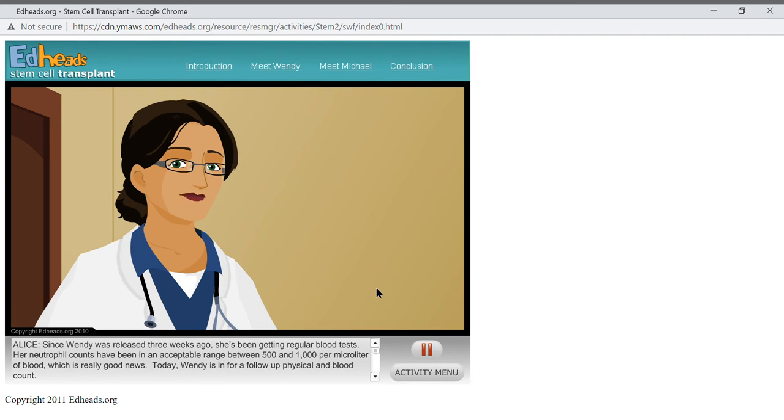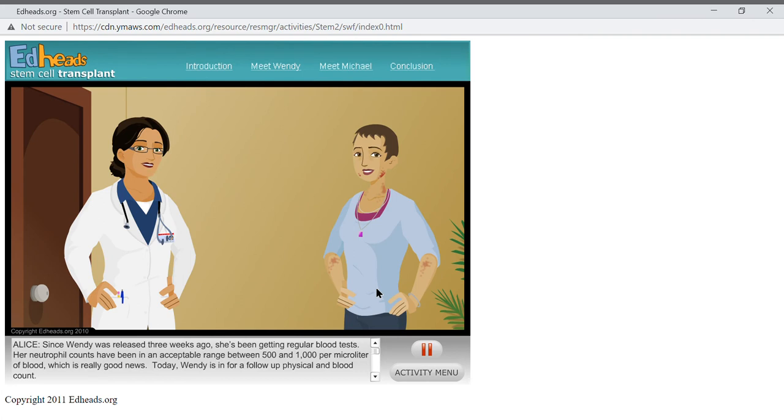Since Wendy was released 3 weeks ago, she's been getting regular blood tests. Her neutrophil counts have been in an acceptable range between 500 and 1,000 per microliter of blood, which is really good news. Today, Wendy is in for a follow-up physical and blood count. How are you feeling today?